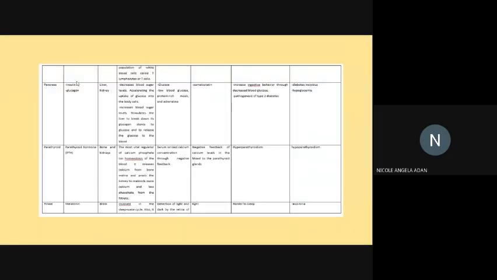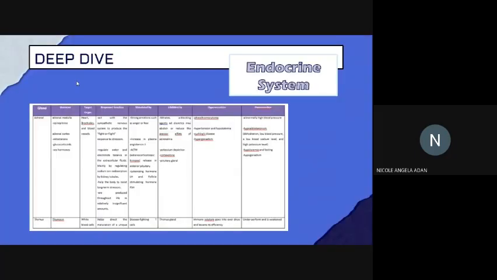Epinephrine is inhibited by nitrates. Aldosterone is inhibited by potassium depletion. For the glucocorticoids, cortisol, and sex hormones, the inhibitor is the pituitary gland. The hypersecretion of epinephrine is pheochromocytoma, for aldosterone it is hypertension and hypokalemia, for the glucocorticoids it is Cushing's disease, and for the sex hormones it is hypergonadism.